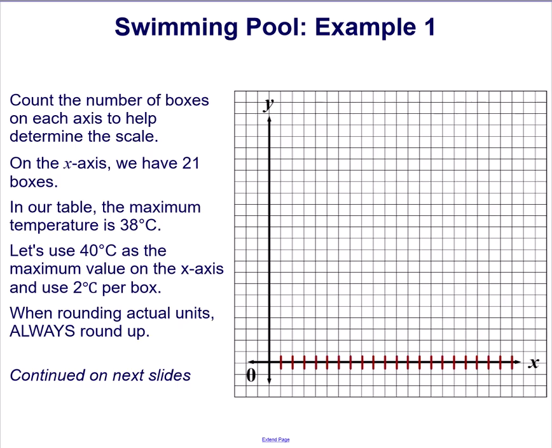Step number 1 is we want to count the boxes on each axis to help determine the scale. On the x-axis, we have 21 boxes across the bottom. In our table, the maximum temperature is 38 degrees Celsius. Let's use 40 degrees Celsius as the maximum value on the x-axis and use 2 degrees Celsius per box. Note, when rounding actual units, always round up.